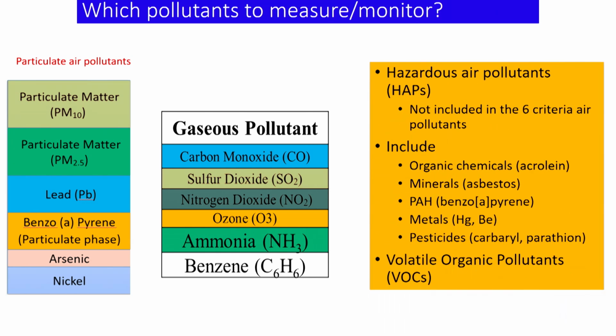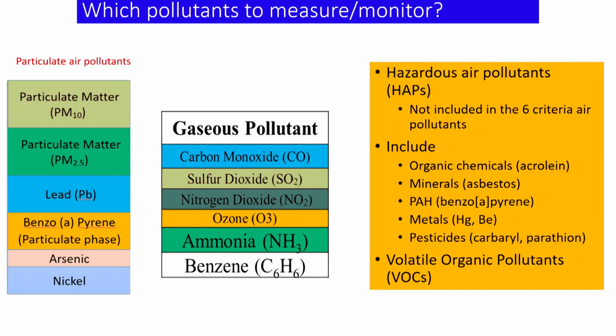Apart from these pollutants, we also measure some hazardous air pollutants, and these are not included in the 6 criteria air pollutants, either particulate or gaseous, except, for example, some of the metals that are listed, such as lead, arsenic and nickel.